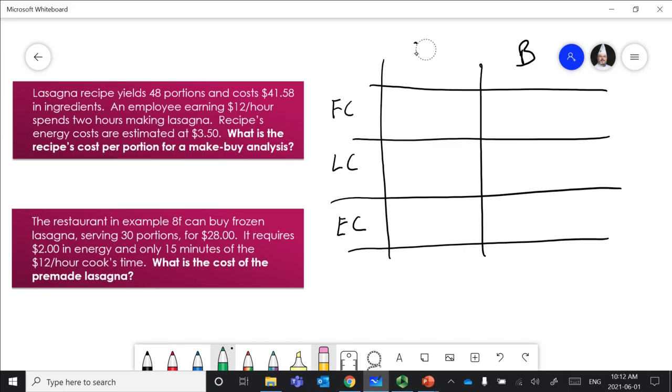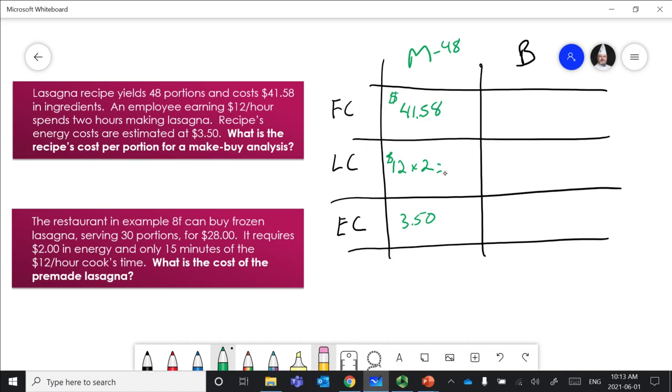Let's make this one green. Let's do make. Our lasagna recipe yields 48 portions, so let's make this 48, and costs $41.58 in ingredients. An employee earns $12 per hour and spends 2 hours making the lasagna, so $12 per hour times 2 hours. And we have an energy cost of $3.50. So we can figure out the cost per portion to make this.